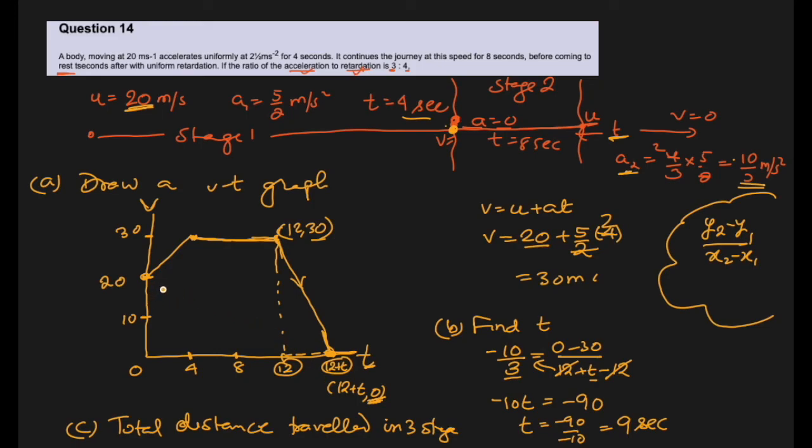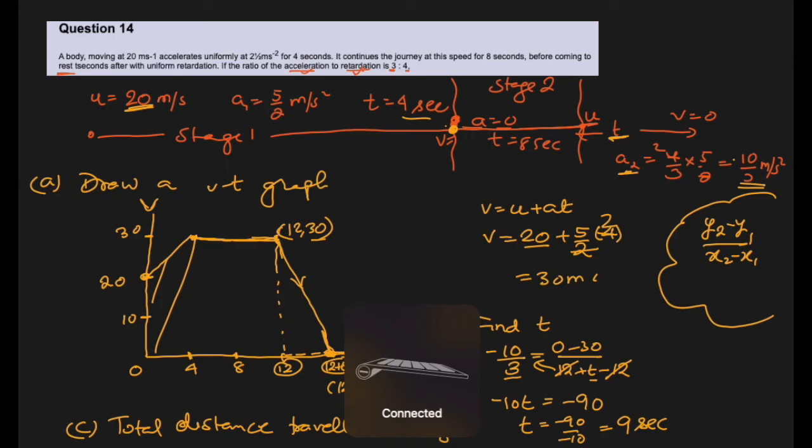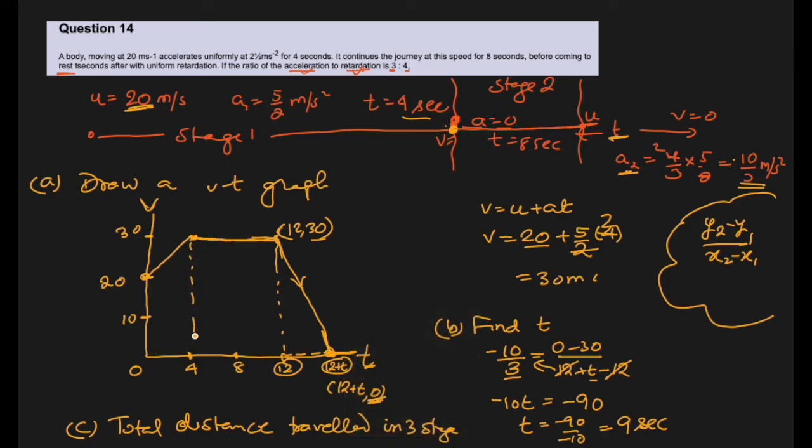And in a VT graph, it is very easy to find distance. Just find the area of the shape under the curve between the t-axis and the graph, whatever is the area. Now to find that area, we will have to divide this shape into different parts. Let's write this one first. Isn't this a trapezium? This one, right? Let's find the area of this trapezium.